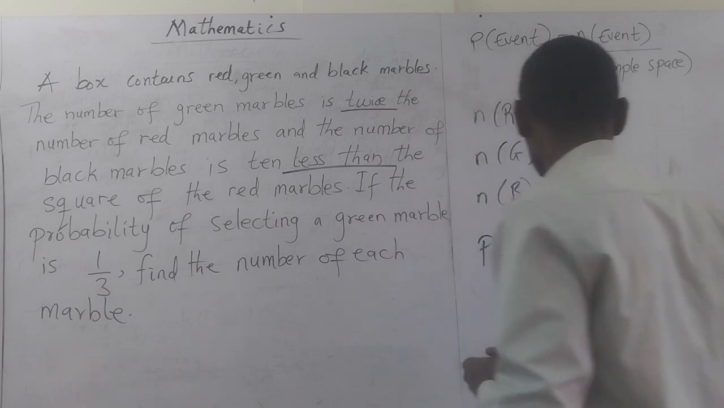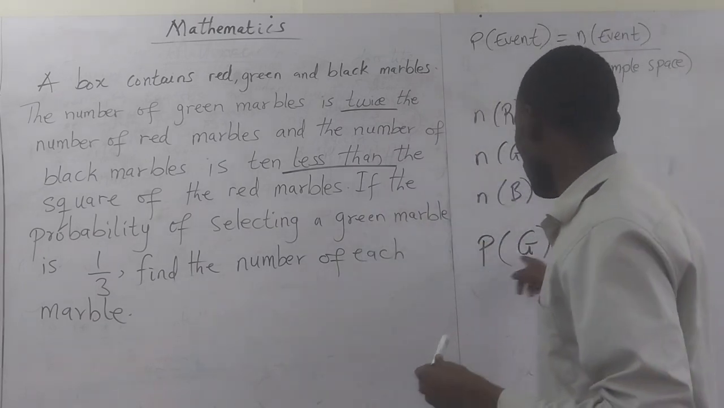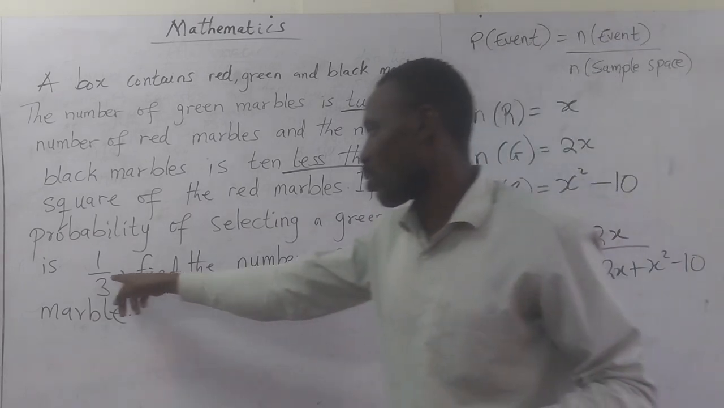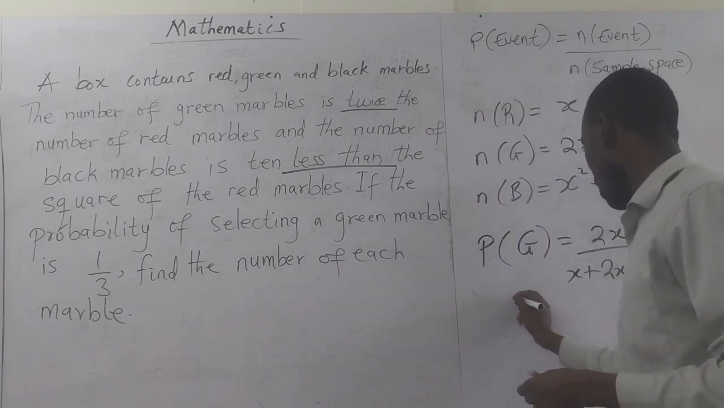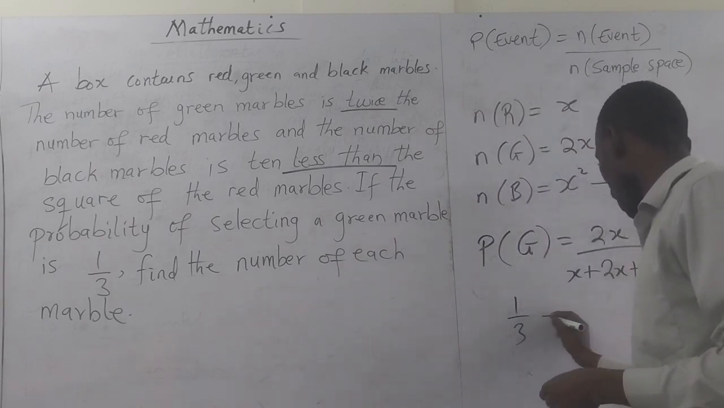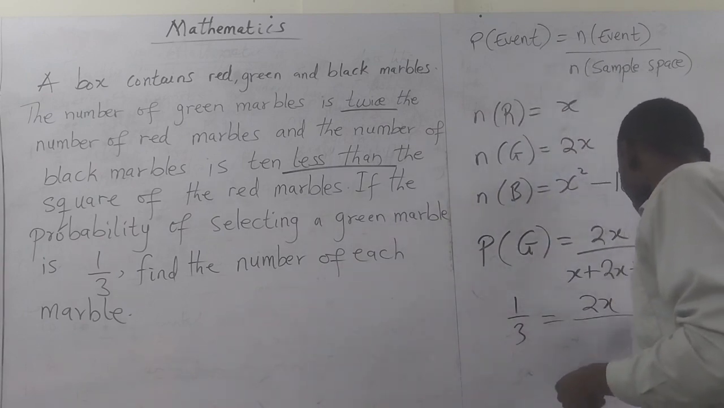Alright. And now we are told that the probability that the ball selected is green is what? 1 over 3. So let's substitute P of G with 1 over 3. Alright, this is a nice piece.